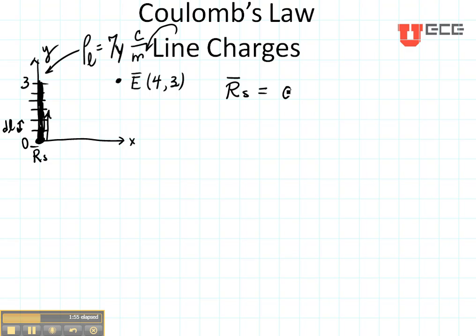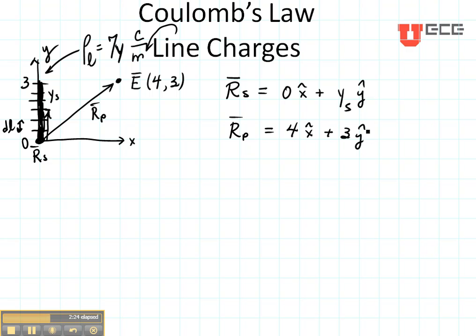Rs is 0 in the x direction plus some value in the y direction. So right here is the y value. I'm going to call that ys because that's telling me the y location of that little piece of source. We then need a vector rp. Rp is the vector from the origin to the point where we'd like to measure the field. In this case, it is 4 in the x direction plus 3 in the y direction.